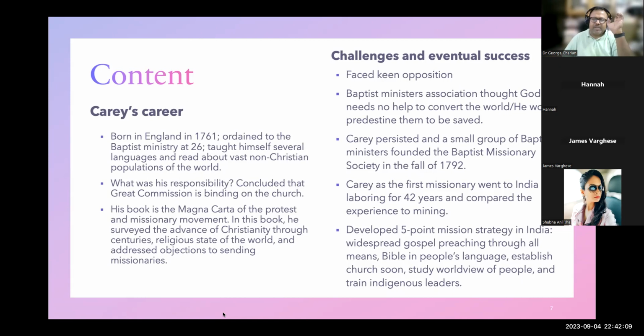So what happened? Carey, as the first missionary, went to India, laboring for 42 years, and compared the experience to mining. It's very beautiful, actually, that word. So 42 years of work in India, he was sent by the Baptist missionary movement. He was not sent by a church. That pattern or idea started the whole mission enterprise movement apart from the church.